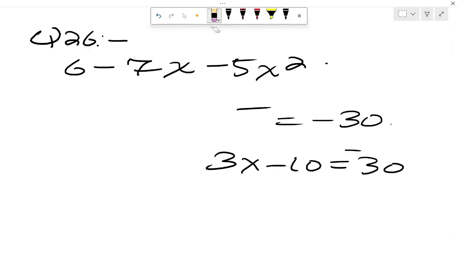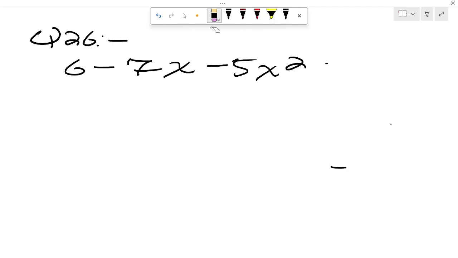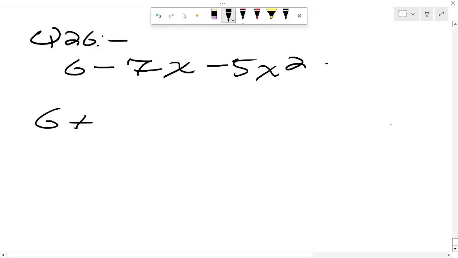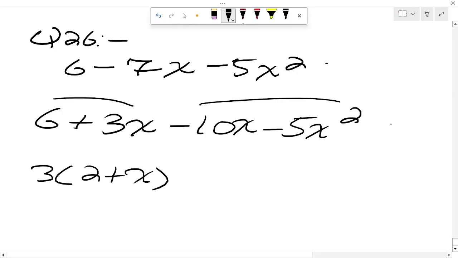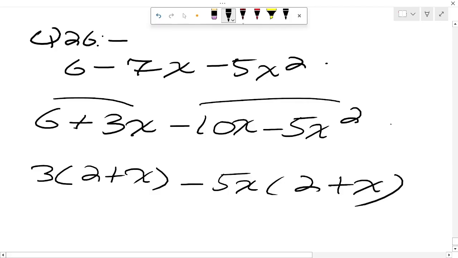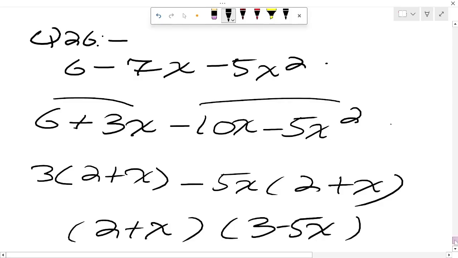So yep, we will take 3 and 10 as our factors. So I'll write it right now, positive 3 and negative 10. So I'll write 6 plus 3x minus 10x minus 5x squared. We have 4 terms, so what's the common between these two? It's 3, and then we have this. Then what's the common between these two? It's negative 5x, so I just write 2 plus x, and then 3 minus 5x. So this is our answer.